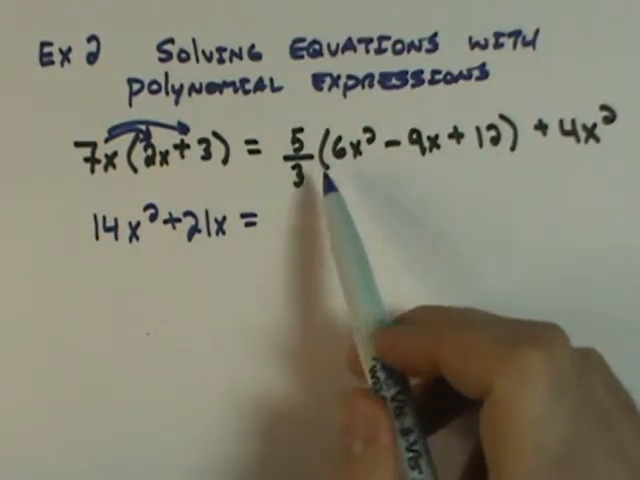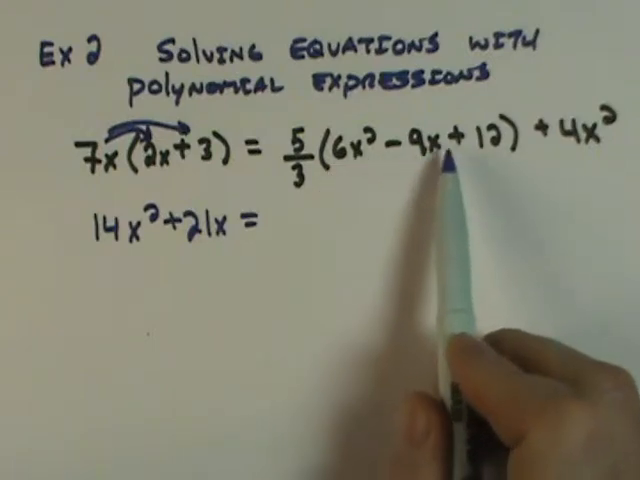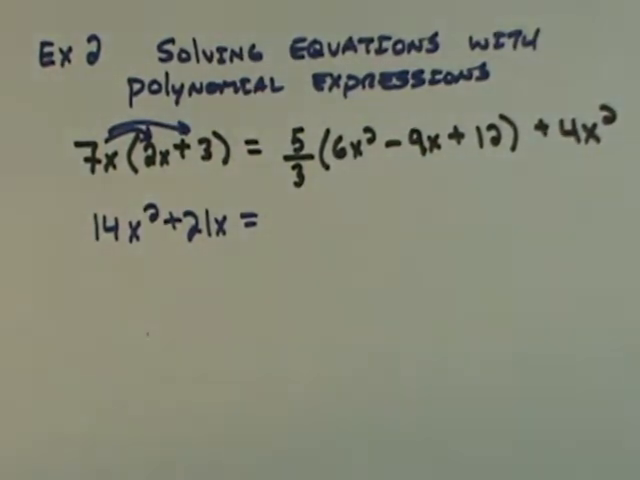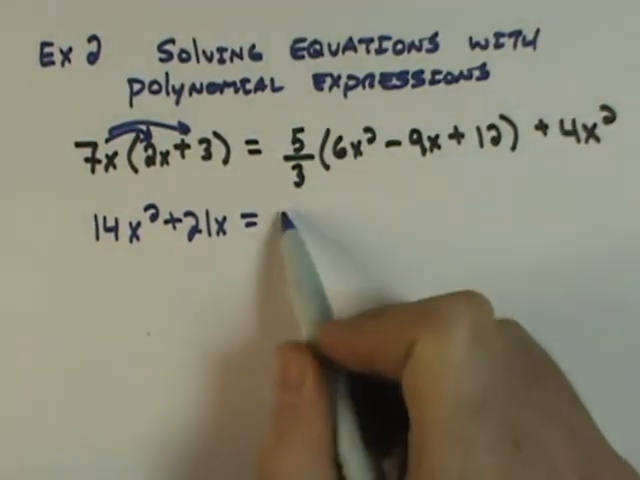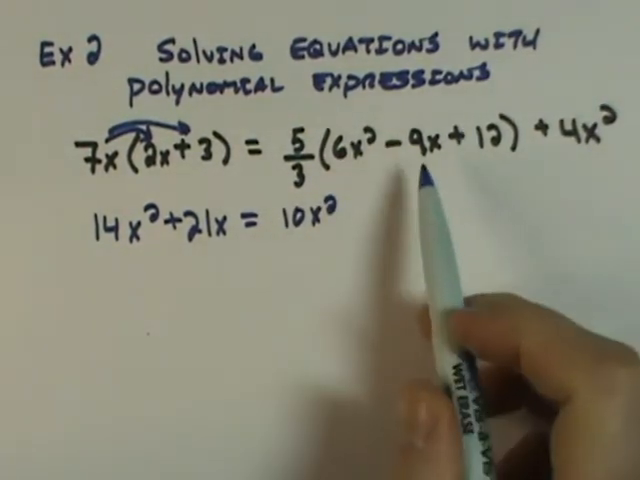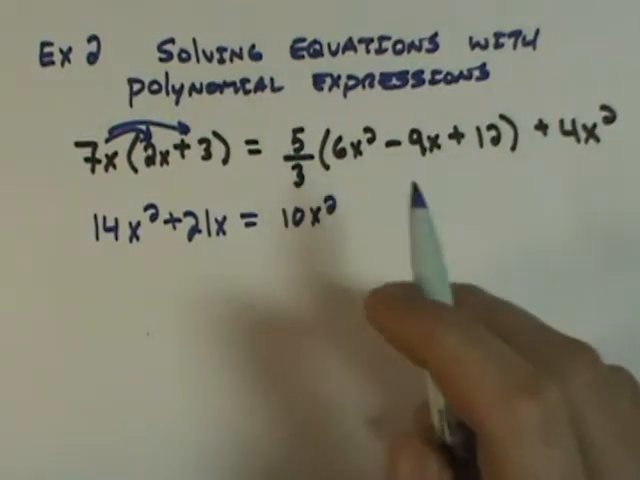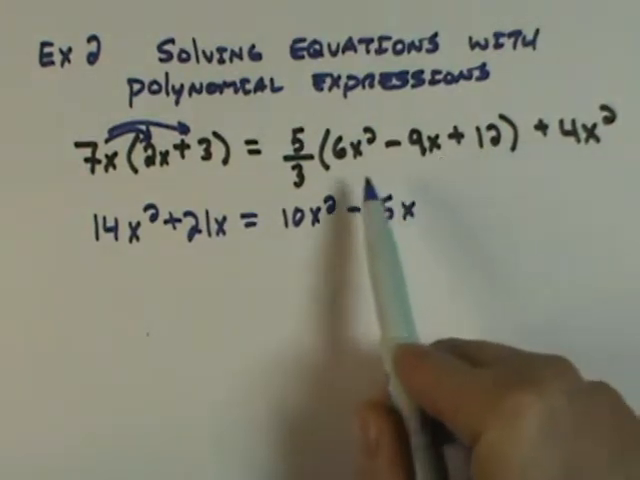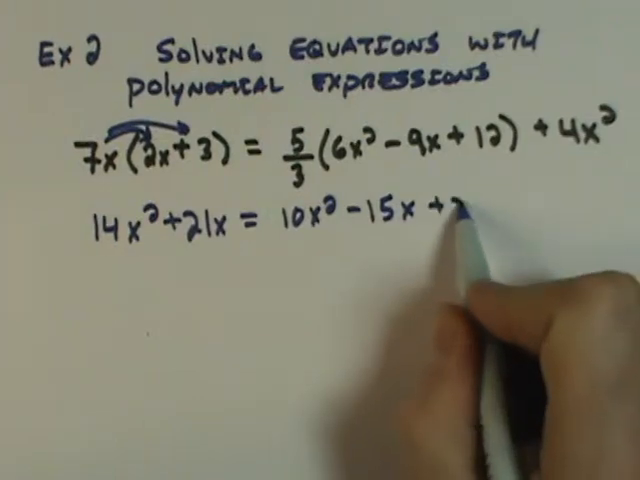And then as we get to this fraction, remember, you look inside those parentheses and you see that they are multiples of the denominator. So 6, -9, and 12 are all multiples of the 3. That would allow us to divide then multiply. In other words, 6 divided by 3 is 2. 2 times 5 is 10x squared. In a similar way, -9 divided by 3 is -3. -3 times 5 would be -15x. And then 12 divided by 3 is 4. 4 times 5 would be 20.